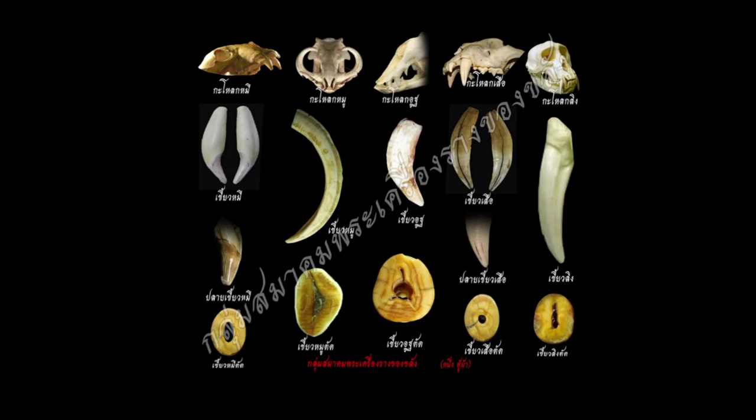Which have no cavity inside the tooth is very rare. It's called เขี้ยวหมูตัน. เขี้ยวหมู is the pig or boar tusk or tooth, and เขี้ยวหมูตัน is the tusk or tooth which has no hollow inside. It is a rare occurrence.